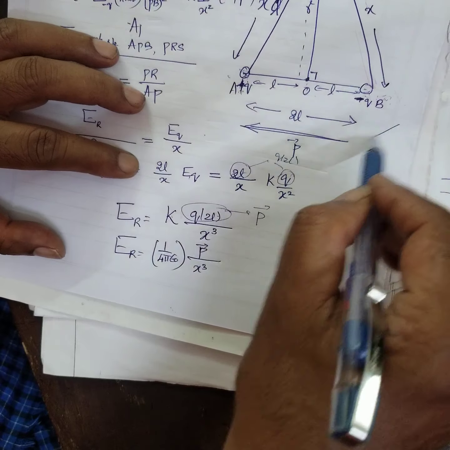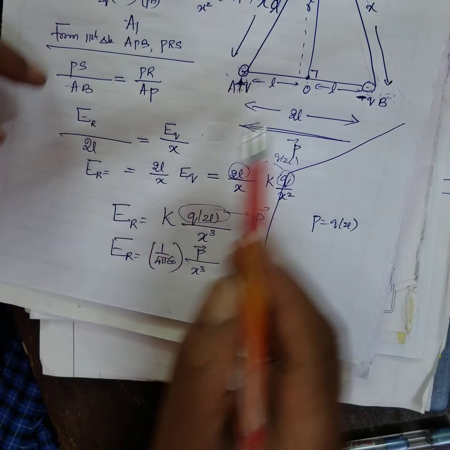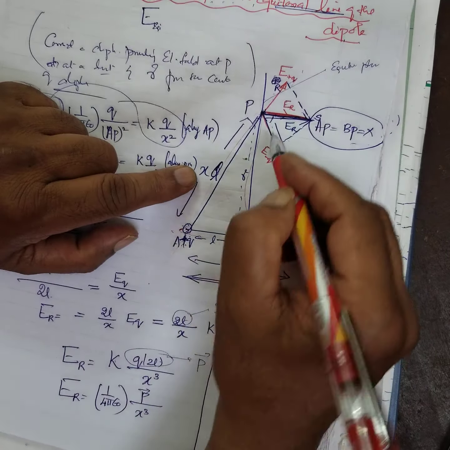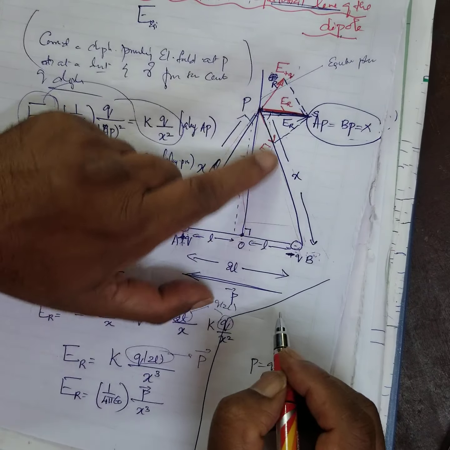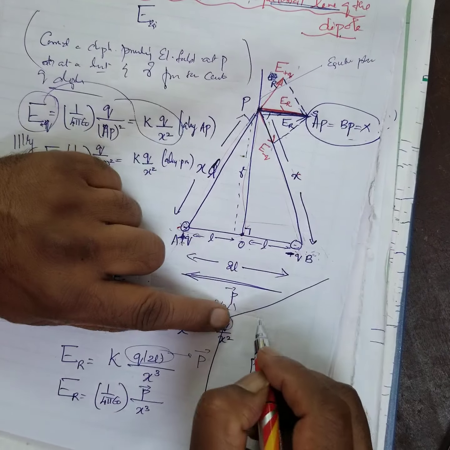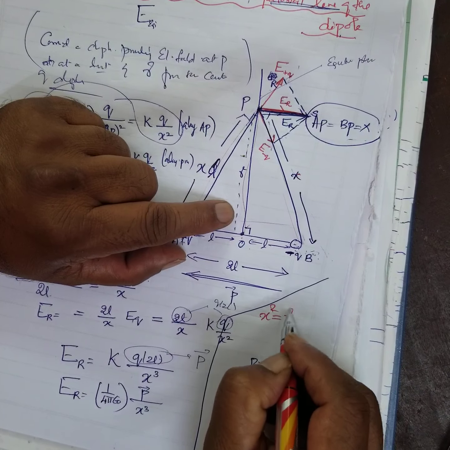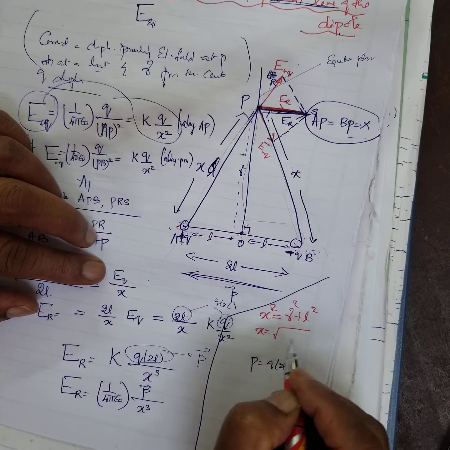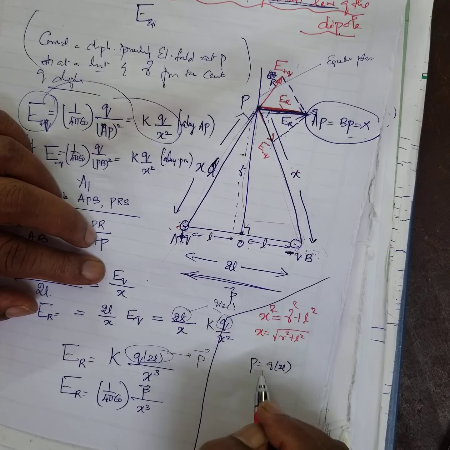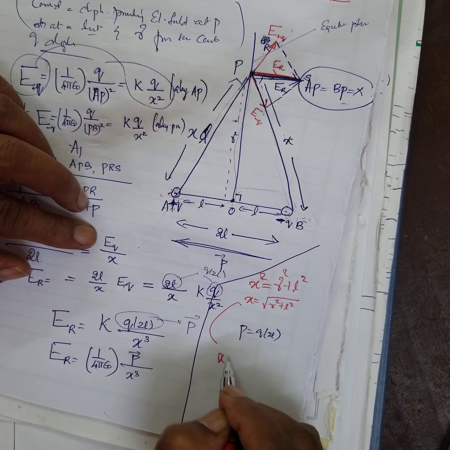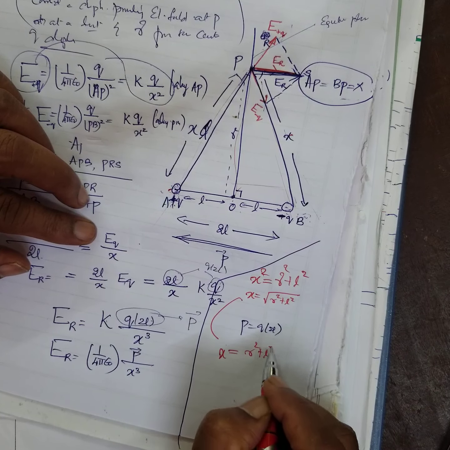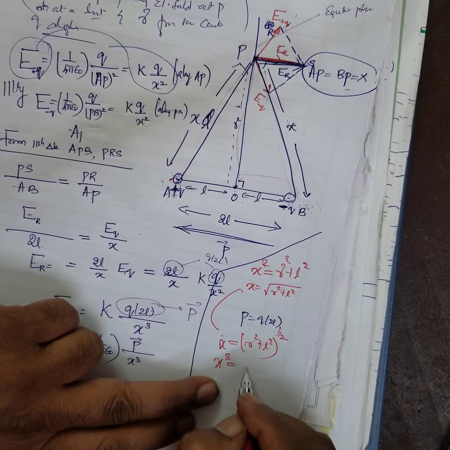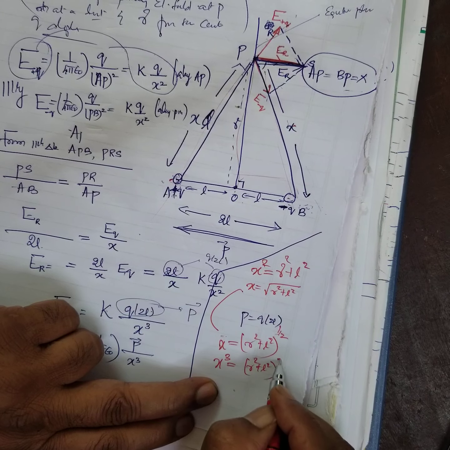See from this triangle, one thing you have to remember here. What do you observe from this right angle triangle? Pythagoras theorem. This is 90 degrees, therefore x square is equal to r square plus l square. Therefore x is equal to square root of r square plus l square, or x is also equal to r square plus l square to the power of half. X cube is r square plus l square to the power 3 by 2.